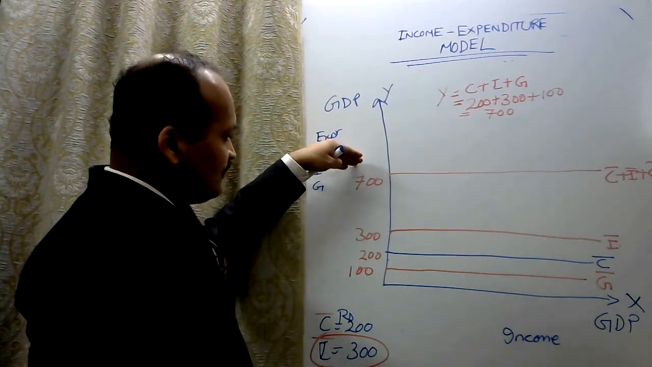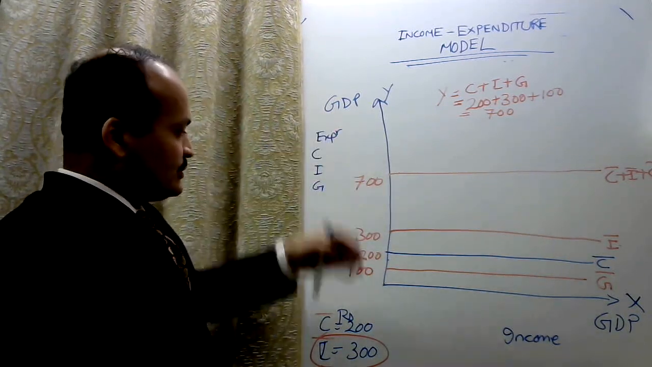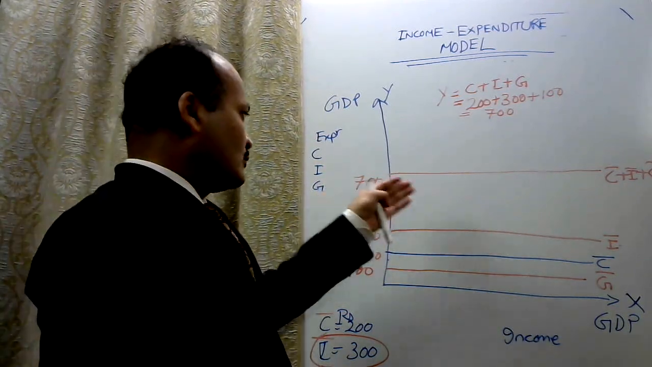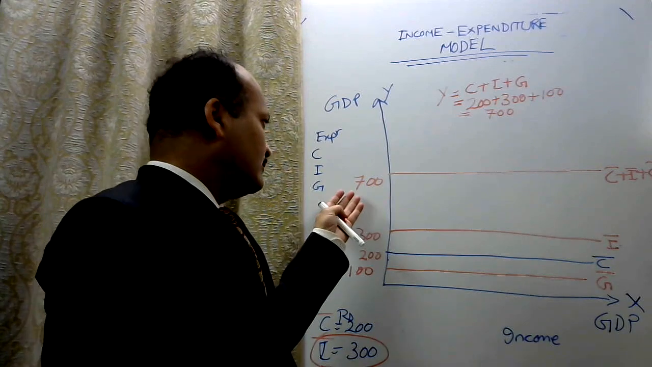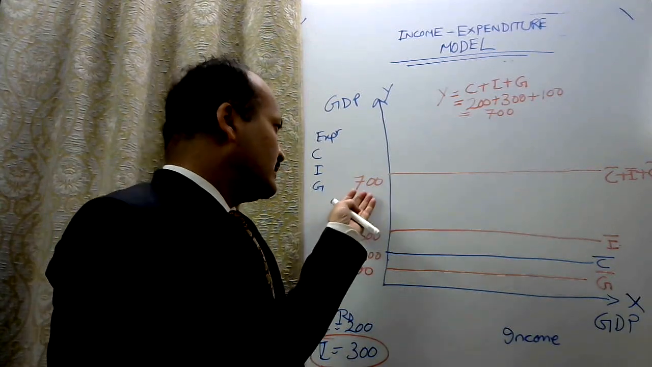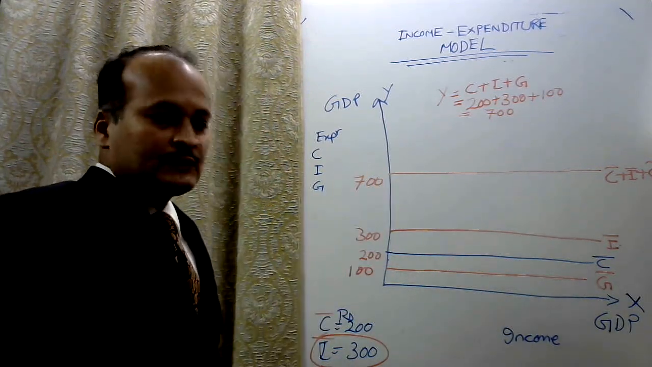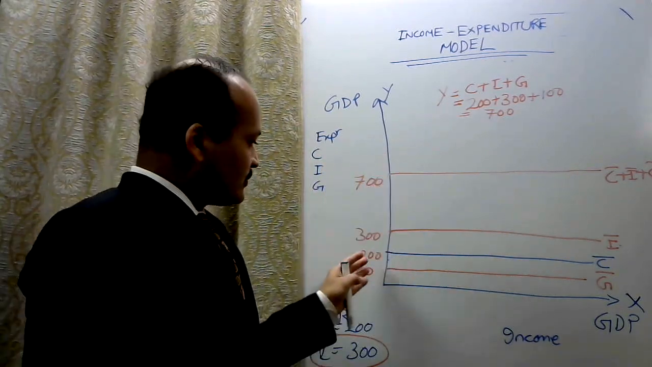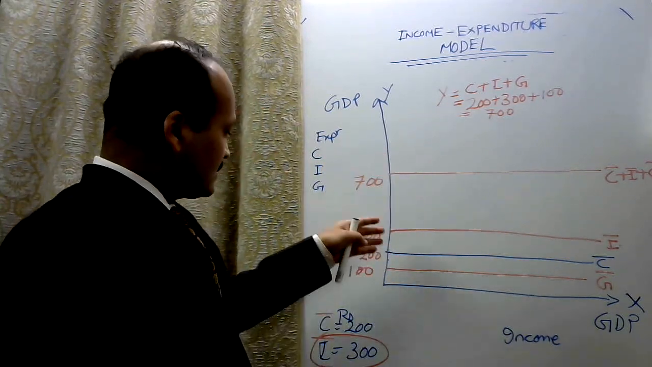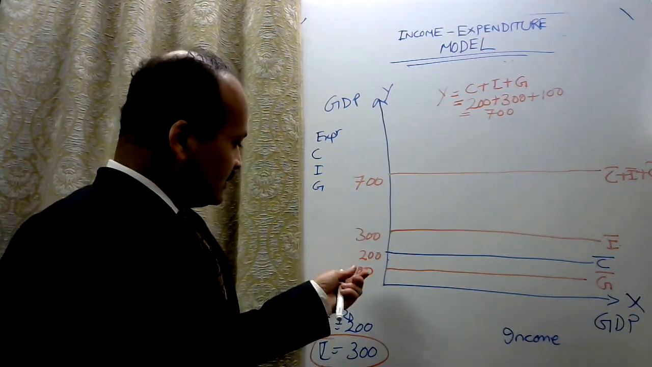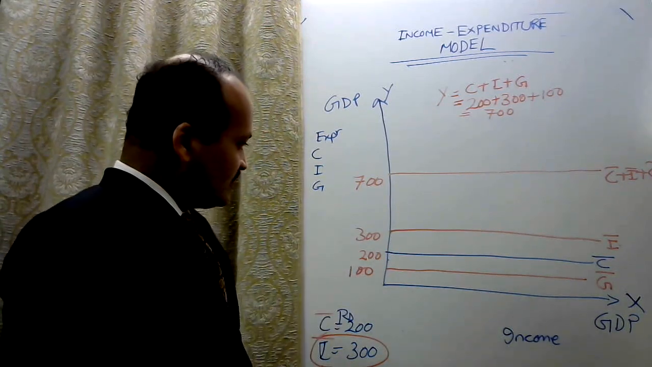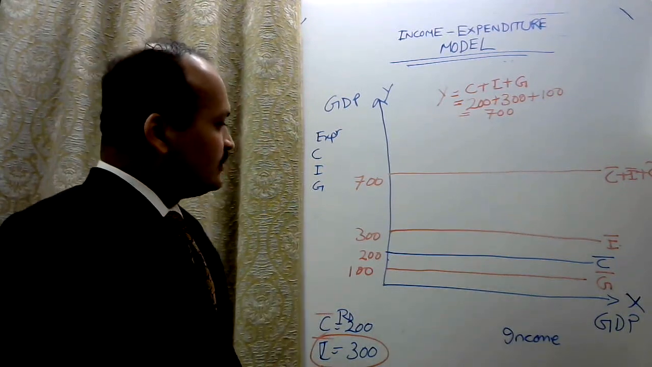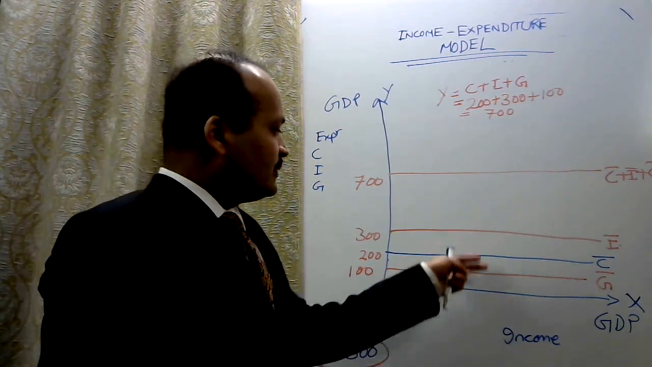And this is just an example, so it can be rupees, lakhs, crores, or it could be billion dollars. So irrespective of the unit, I'm just trying to focus on the concept rather than on the units of measurement. Now, how do I know which level of GDP will prevail in the economy?